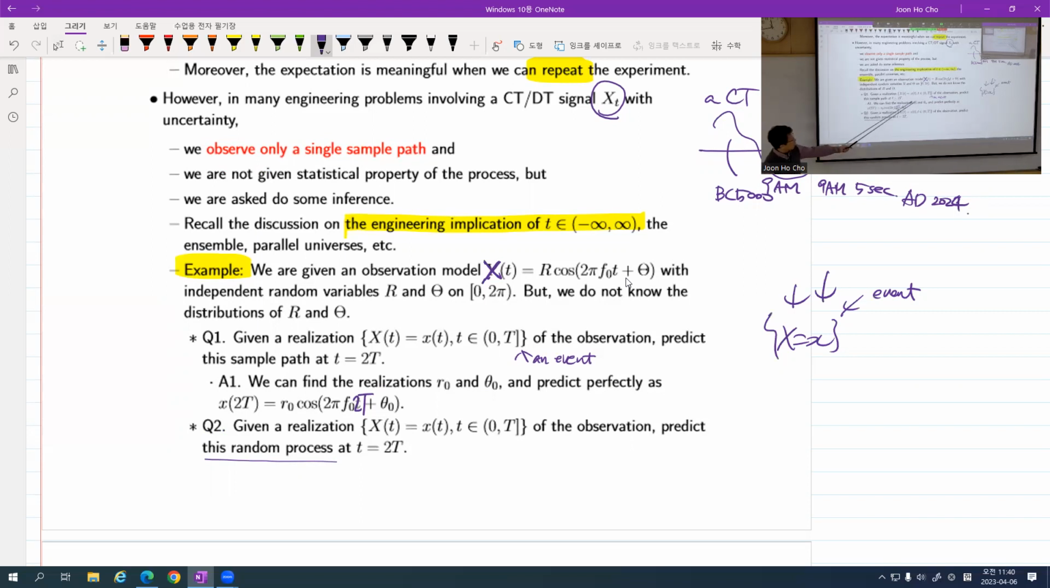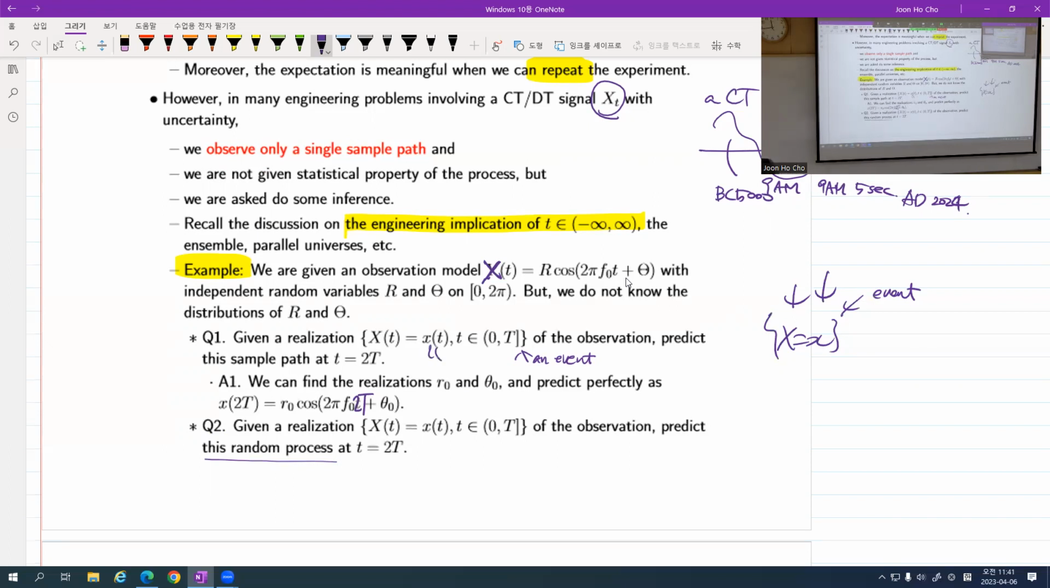Now I ask you to predict. That is very important, right? Prediction is the key in our intelligence, and also inference. So given that, I ask you to predict the value of x at 2t. And you have this model. What is your value?